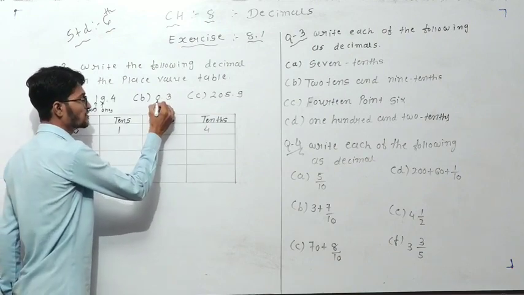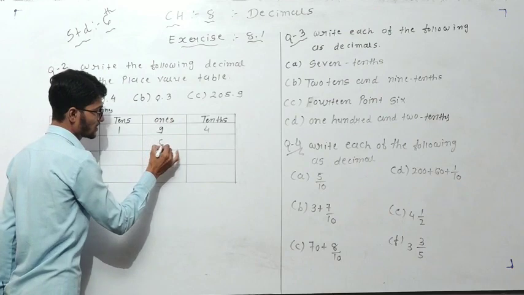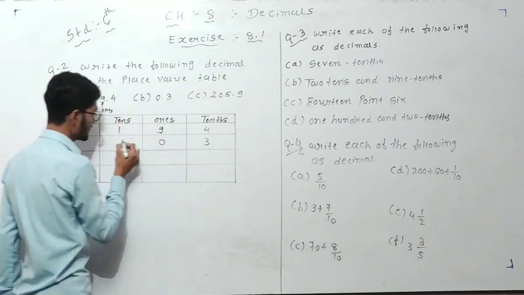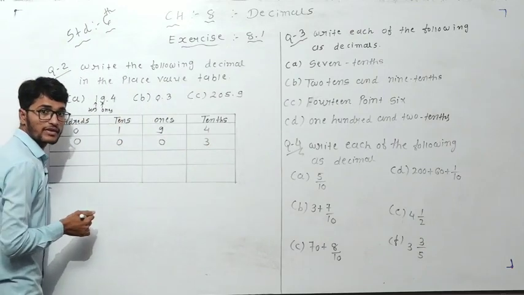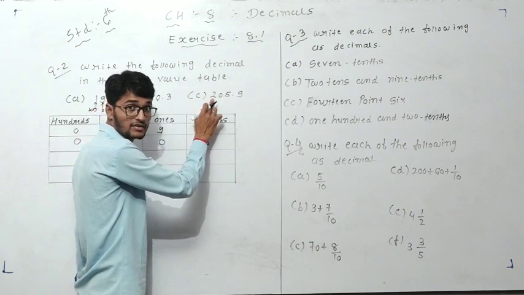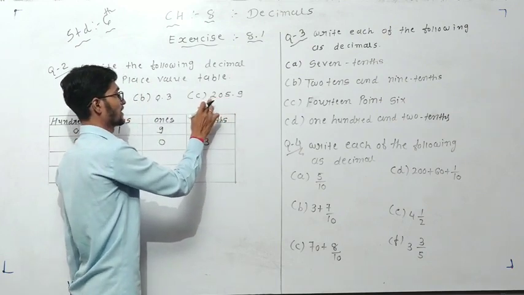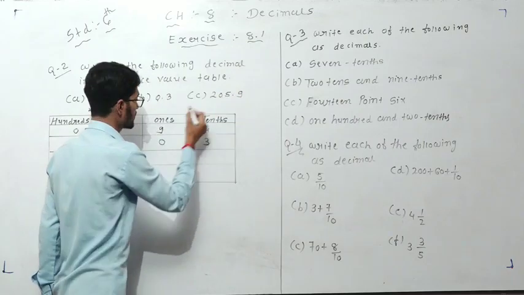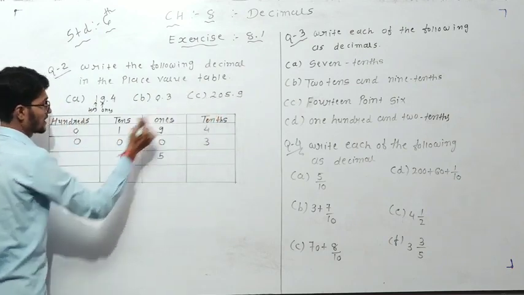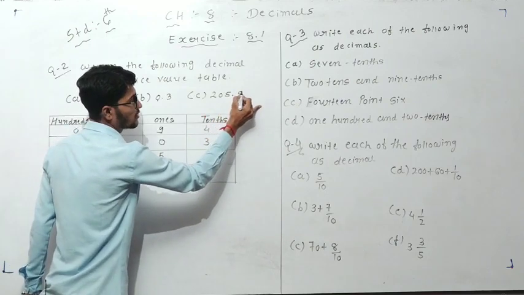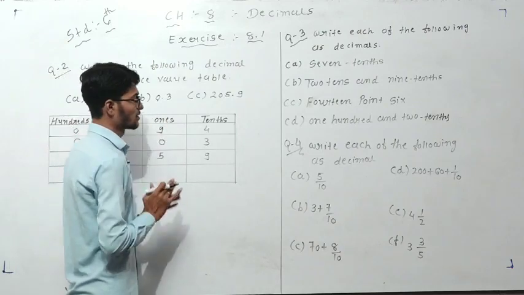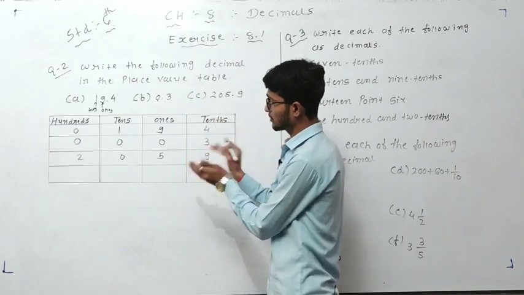Same with 0.3, 0 means this one is ones. So put 0 in the ones. After the point, the only one digit is called the tenths place. So tenths place 3. Here is 0 and 0. Clear? Same for the third one. This one is ones, tens and hundreds, and this one is tenths. So first of all, in ones 5, tens 0, hundreds 2. After the point, this one is tenths, tenths place 9. So this one is the answer to the first question.